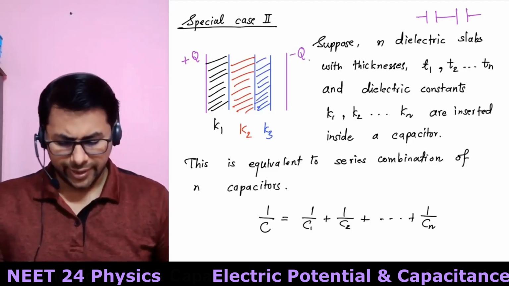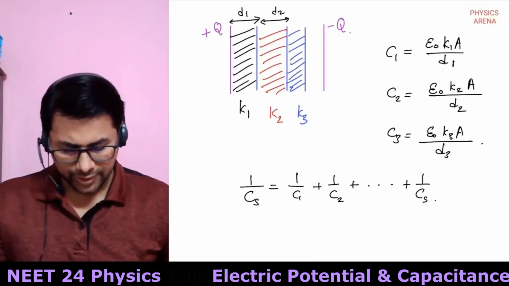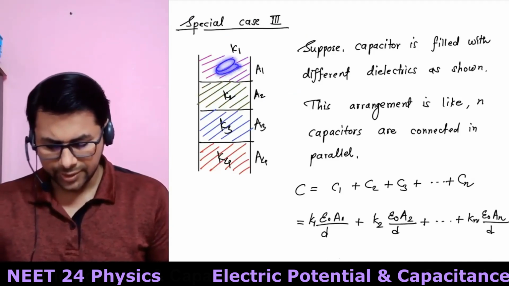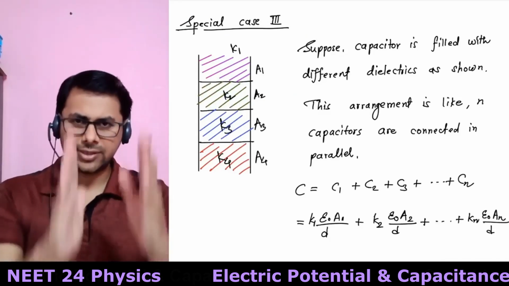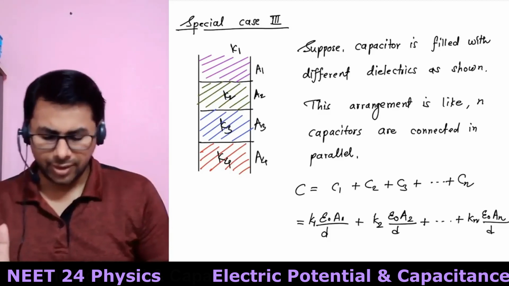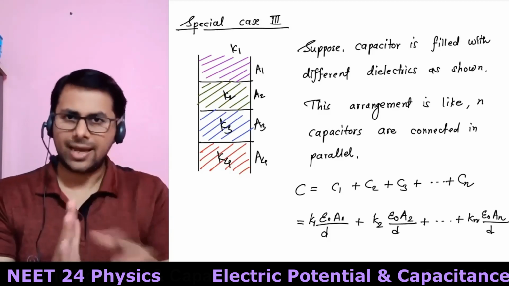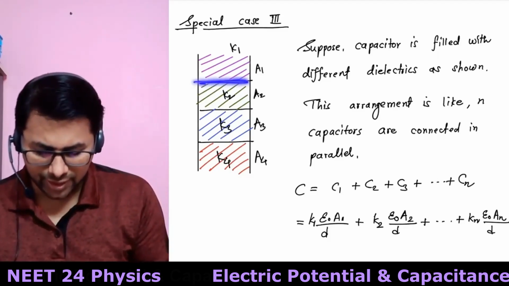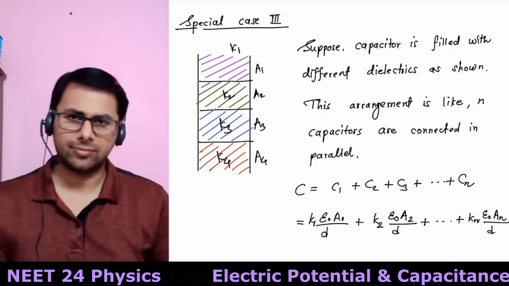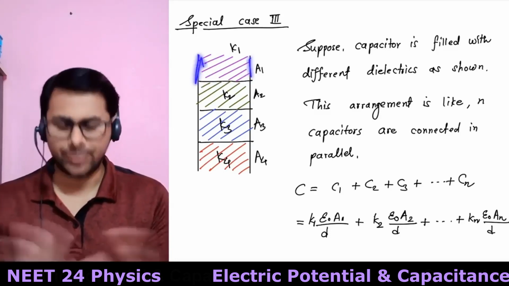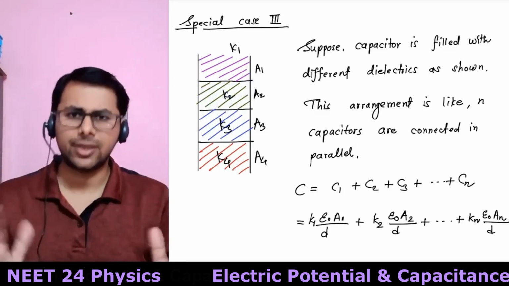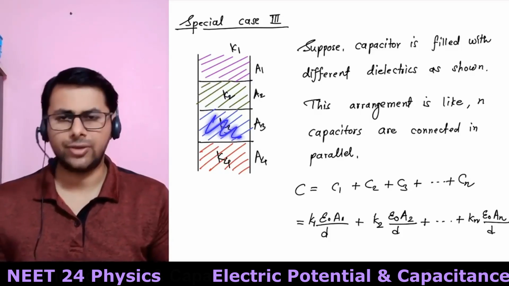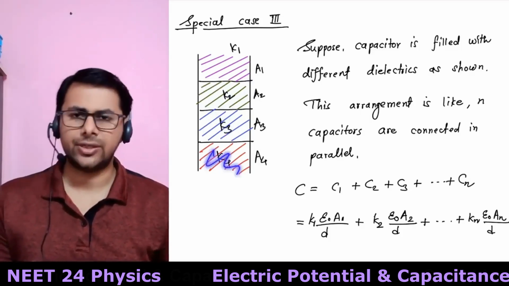All right. Now if you insert dielectrics like this, K1, K2, K3, again you are inserting dielectrics between two plates, but now they are not slabs. Up to this much area, suppose you insert one dielectric, end to end between two plates. For this much area, you insert another dielectric, K2. Here you insert another one, and here another one.